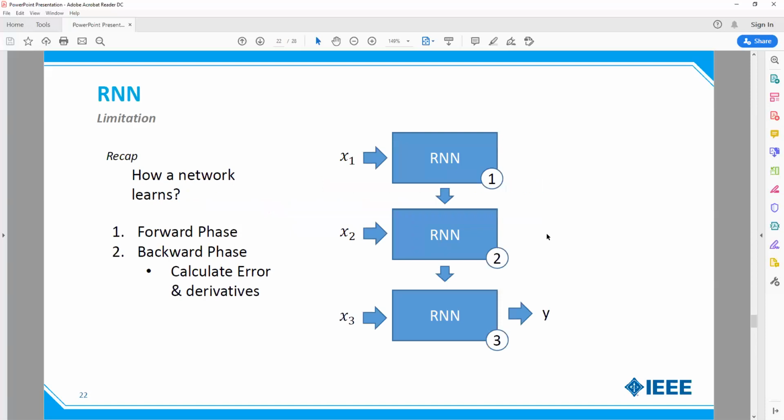Now, just to recap how an RNN works, we have the forward pass, which, based off the input, will feed in the input and try to generate a predicted output. And then we have the backward phase, which performs the actual learning component, where it calculates the error and calculates the derivatives to update the weights.